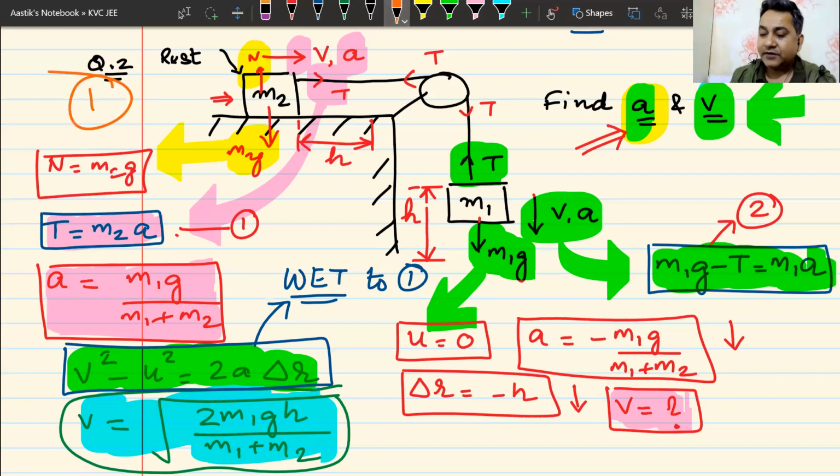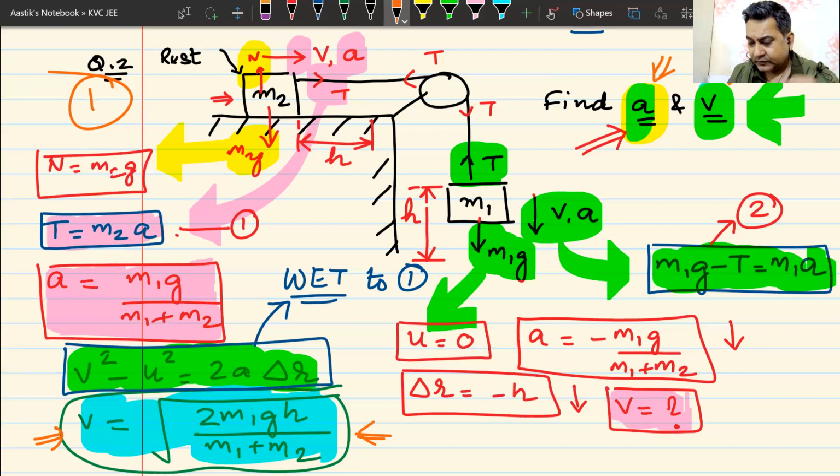Method number 1: I first calculated acceleration. Then from that acceleration, I calculated velocity, and I achieved the result that the velocity will be equal to this one.